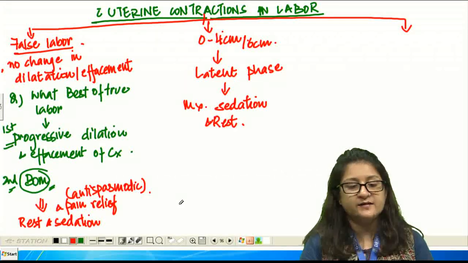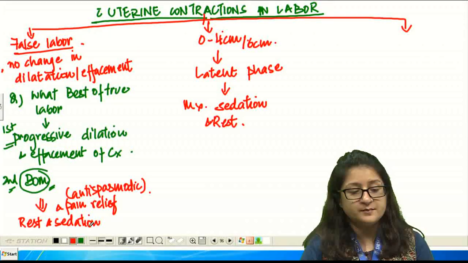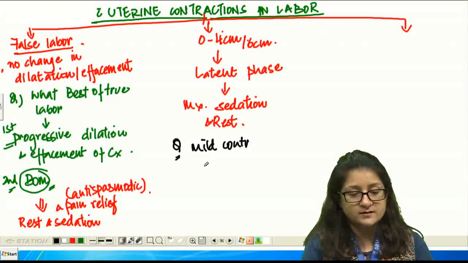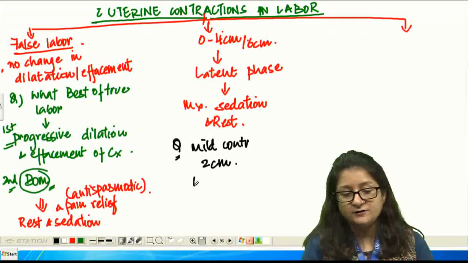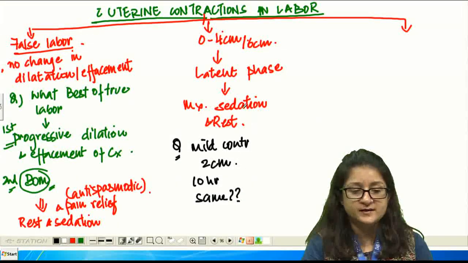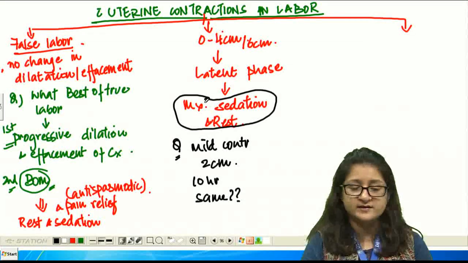So if a question is asked, let's say a woman has come in labor with mild contractions and she is 2 centimeters dilated, after 10 hours she is still the same, then what is the management? The management is again sedation and rest.